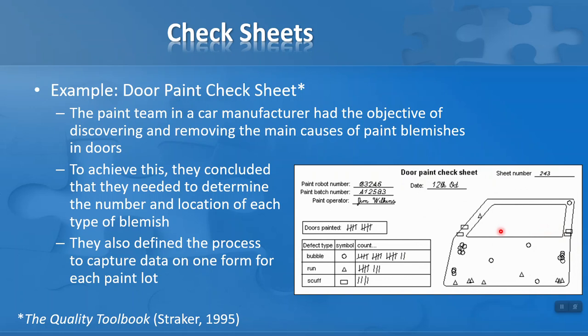And further analysis found that varying paint viscosity was causing runs. So that's the second most common error here. So instead of guessing what the problem might be, the paint team actually recorded over a period of time the number of blemishes that were occurring, the type of blemishes, and also the location of the blemishes. And that then gave them the evidence they needed to go and fix the problem.